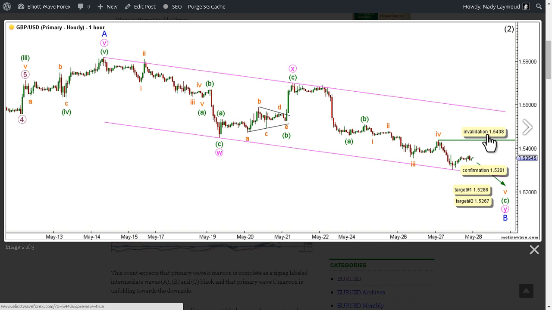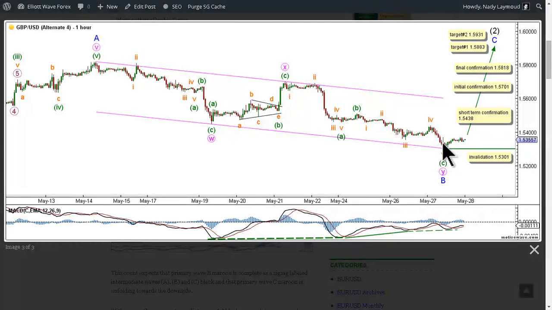If that invalidation point is met, we will start to gain confidence in the alternate count, which expects that wave B blue is complete as a double zigzag labeled waves W, X, and Y pink, and that wave 5 orange within wave C green is complete, and wave C blue has started to unfold toward the upside. The first evidence that supports this count is that wave Y pink exceeded equality with wave W pink by 29 pips, and we can see a three-wave structure within wave Y pink, highly suggesting the maturity of wave Y pink and therefore wave B blue.